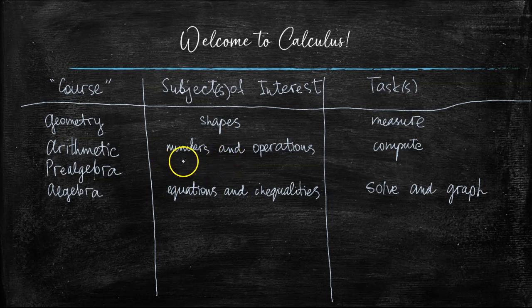Now, how do we go from numbers to equations? And the answer is we have to introduce variables somehow. But now when you have variables, you can create things that are not covered in arithmetic.